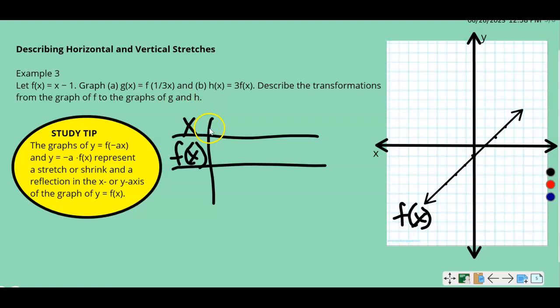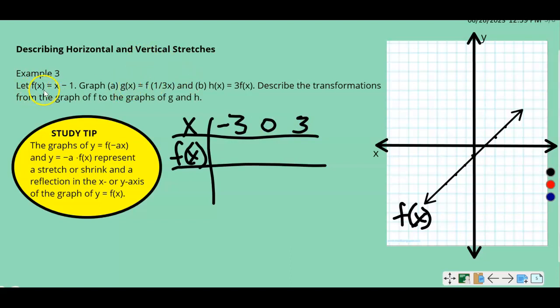So when you get to choose your x's, choose x's in a way that will make this easy to graph. So choose multiples of 3. If we want to do 1/3 of x, let's choose multiples of 3. So let's do -3, 0, and 3. All right. Well, let's come back to g of x.